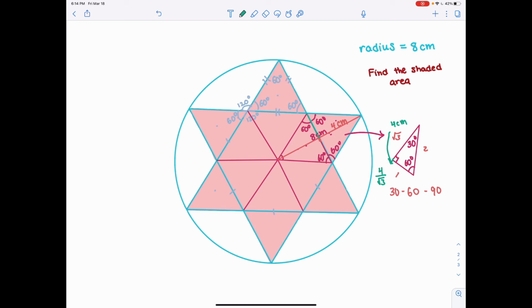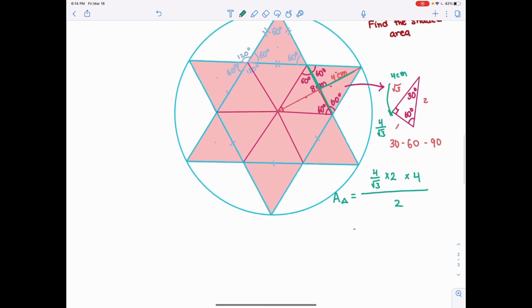So that means we can now find the area of each equilateral triangle. So we would do 4 over root 3, since that's only half of the base. Let's do the full base, so multiply that by 2, and then multiply that by the height, which is 4. And then we can divide that all by 2 because it's a triangle. So the area of the triangle is equal to that. If you punch it into the handy-dandy calculator, you will end up with 16 root 3 over 3.